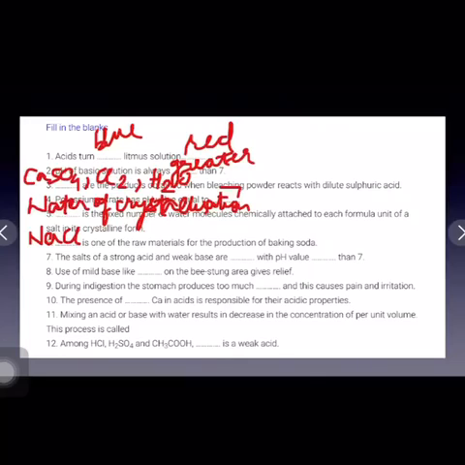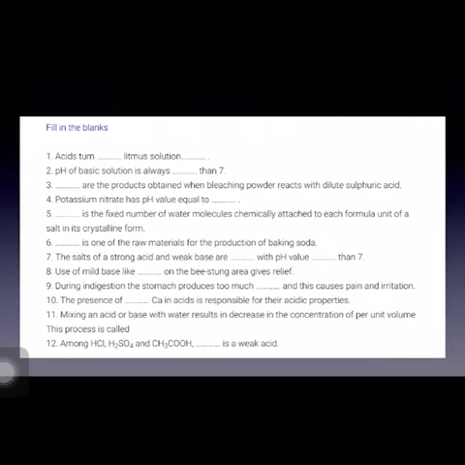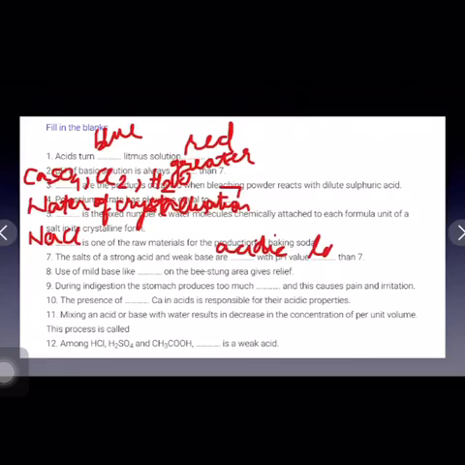Next is, the salts of a strong acid and weak base are, so strong acid means the salt produces acidic solution with the pH value less than 7. Use of mild base like baking soda. The answer is baking soda, on the bee stung area gives relief.